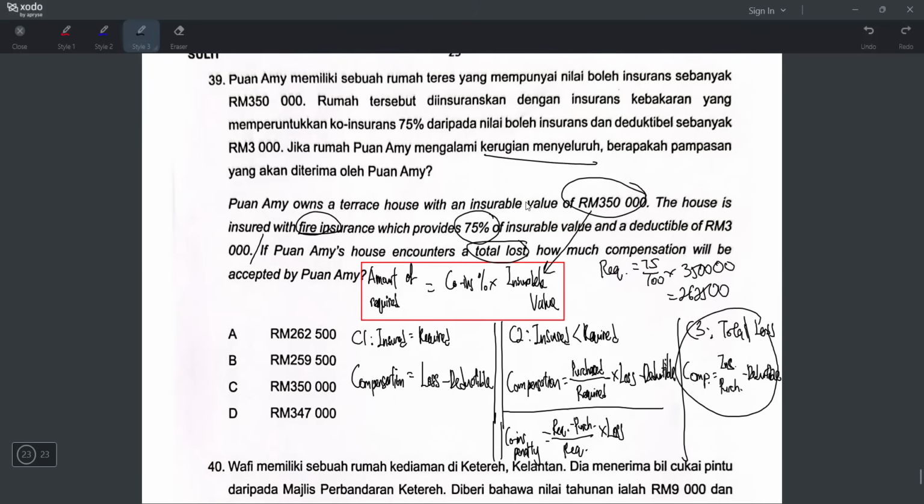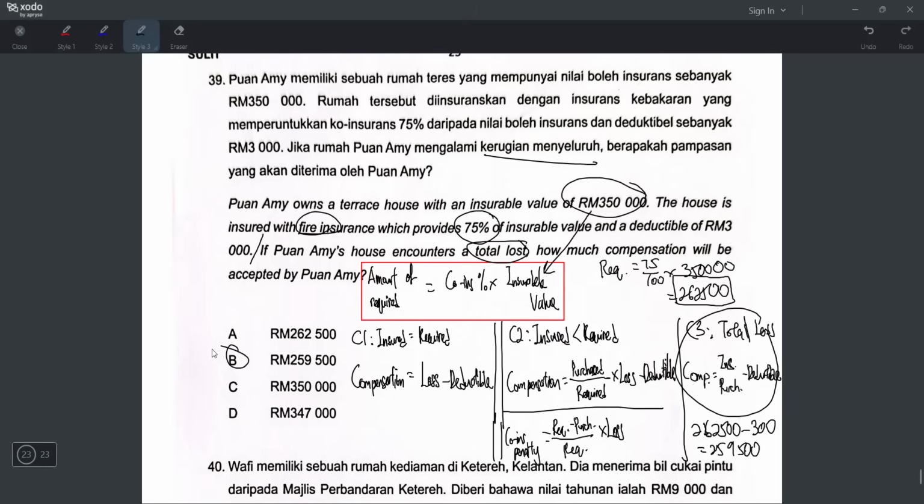Okay, but the question never tells us how much she purchased, right? It means if they never said, it means she purchased at the required value. Usually the question should tell you how much she purchased, but this question never said. So it's a bit weird. But if they never say, yeah, we can assume they bought the same amount as the required. So I will just take 262500 minus the deductible 3,000. And if you press this, you'll get the answer. 259500. So the answer is B.